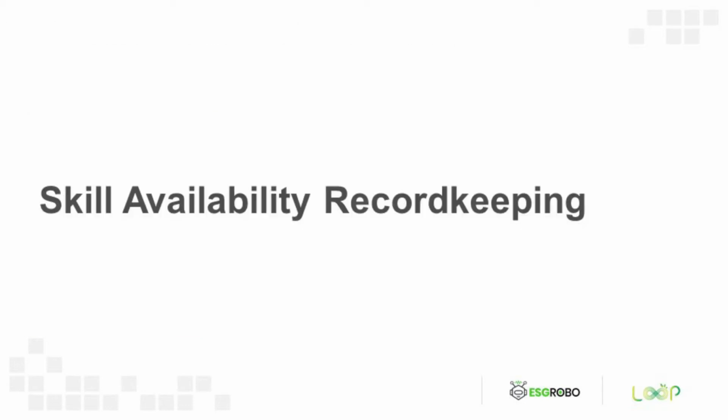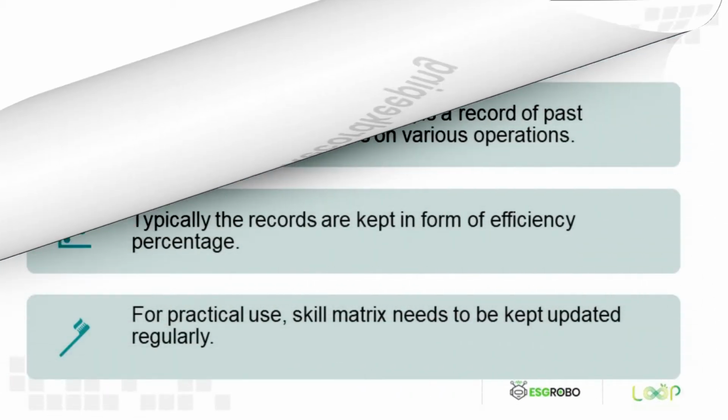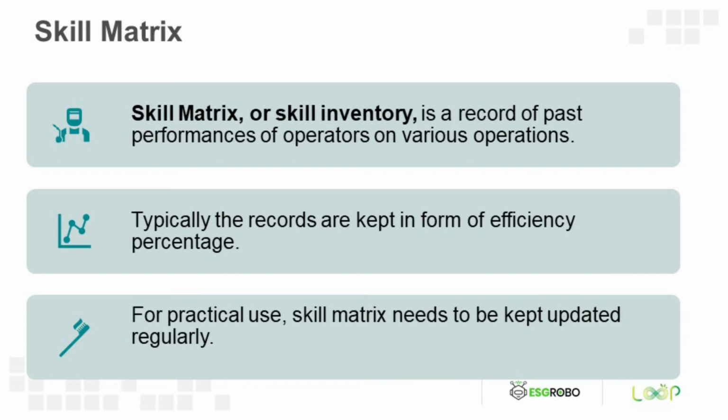So let's start with our understanding of the skill matrix as a record keeping tool. First, let's get our definitions right. So what is a skill matrix? A skill matrix, or a skill inventory, is essentially a record of past performances of operators on various operations.